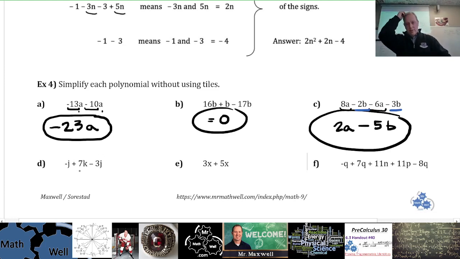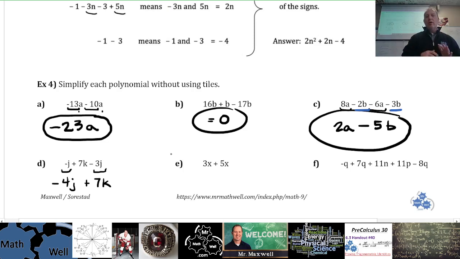Okay, so there's the first 3 answers. Let's do the last 3 together. The letter D, J, and K, those are some different terms, but the J terms are like terms, so I'm going to combine those. Negative 1 minus 3 is negative 4j. And then there's nothing to go along with the 7k, so you just rewrite the 7k. It doesn't matter the order. If you wrote 7k minus 4j, that would be totally fine.